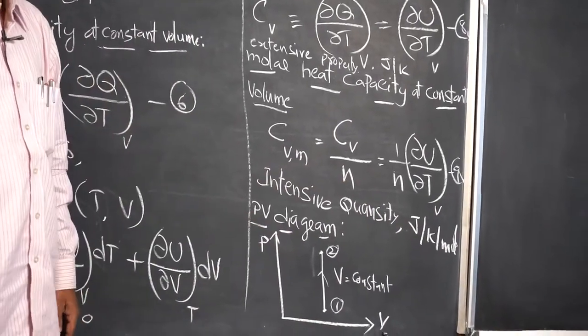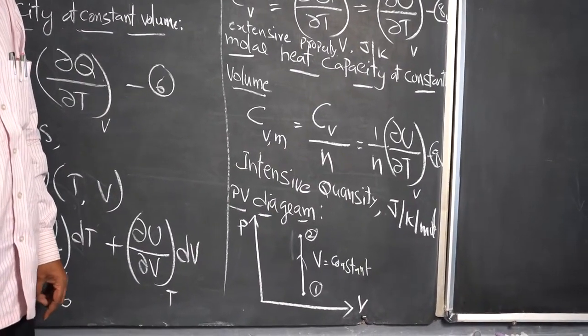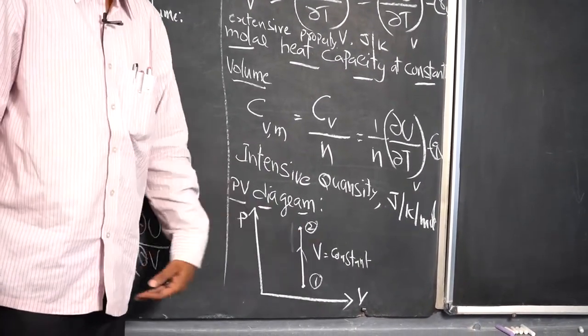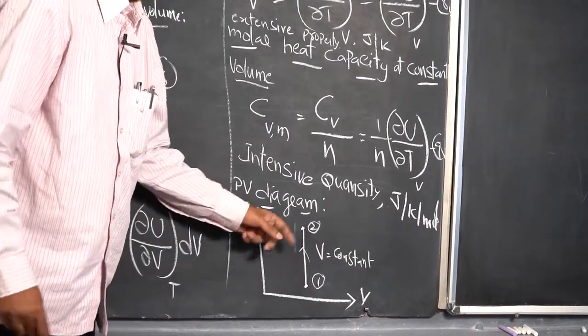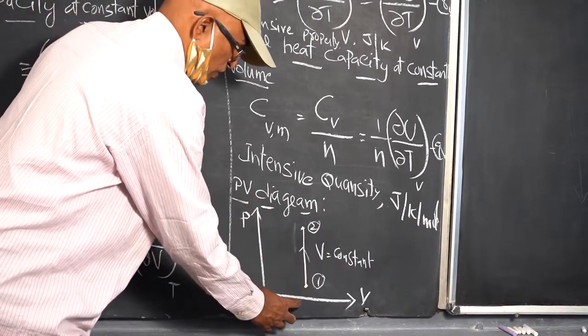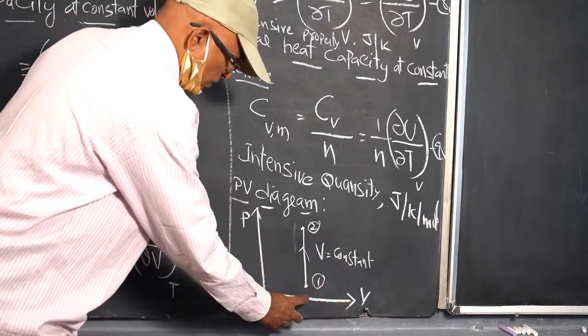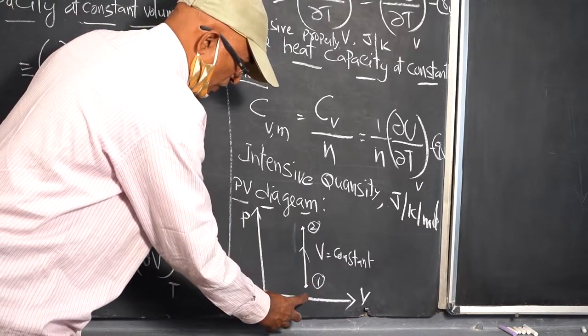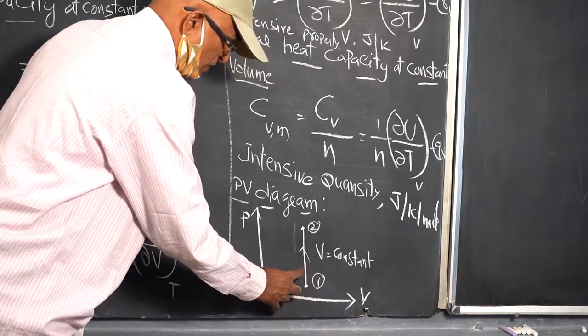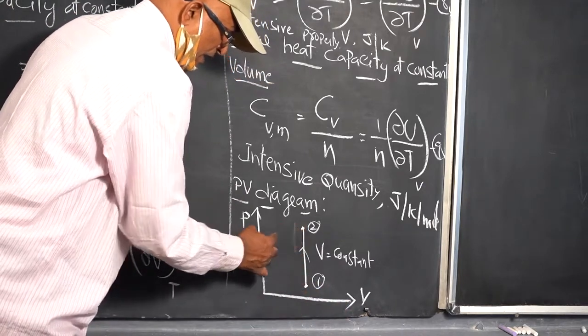Now, let us see the PV diagram of isochoric process. Here, in the isochoric process, volume is constant. Therefore, throughout the process, the volume, which is shown on the x-axis, remains constant. This is the initial volume, and throughout the process, the volume is same. Therefore, it is a straight line parallel to y-axis.